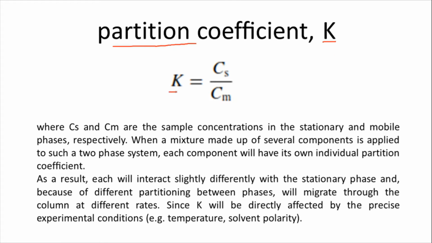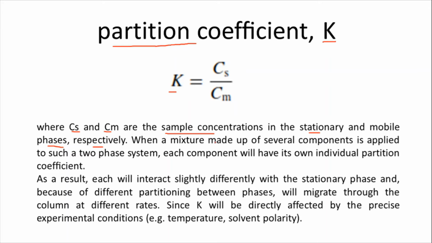This K means the concentration of the molecule in the stationary phase, called Cs, divided by the concentration of the molecule in the mobile phase, Cm. This is directly proportional, and this is inversely proportional. Cs and Cm are the sample concentrations in the stationary phase and mobile phase respectively.